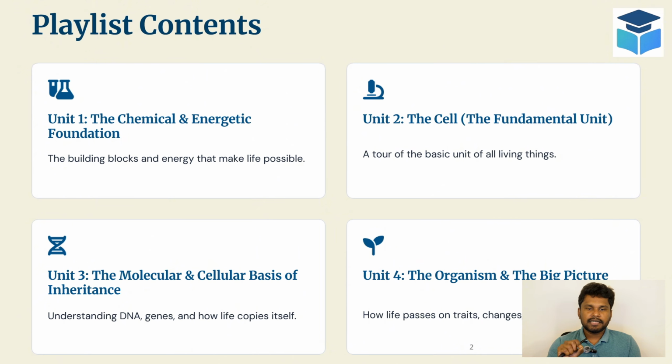to DNA, genes, and how life copies itself, how the reproduction process occurs, how the replication of characteristics occurs will be studied under unit 3. Unit 4, the organism and the big picture, how life passes on traits, how the characteristics are passed on from one generation to another generation, and they are not passed as they are. There are alterations, how those alterations take place, and the ecological interactions, how the organisms interact with each other on this planet Earth. These are the 4 units that I have divided it into.